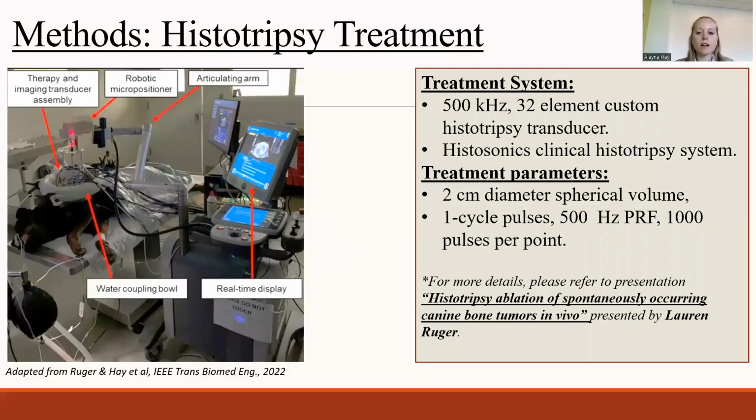For this study, a 500 kilohertz 32-element custom-made histotripsy transducer and Histosonics clinical histotripsy system were used. The system is depicted here in this picture, and more details can be found in the presentation titled Histotripsy Ablation of Spontaneously Occurring Canine Bone Tumors in Vivo, presented by Lauren Ruger.